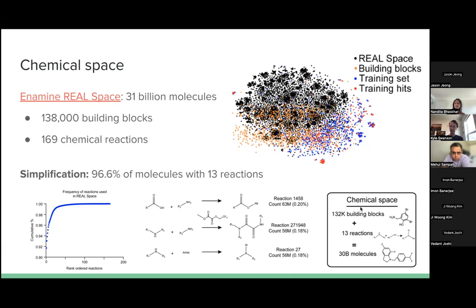We also did a little bit of pre-processing on the building blocks. And so our final chemical space is 132,000 building blocks in those 13 reactions. And that can still give us access to 30 billion easy-to-synthesize molecules.